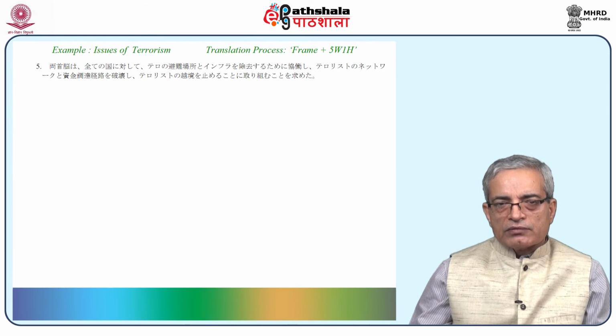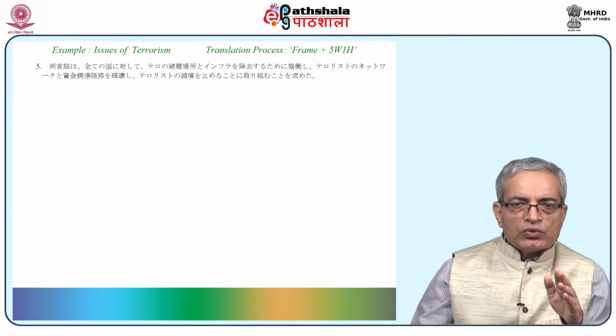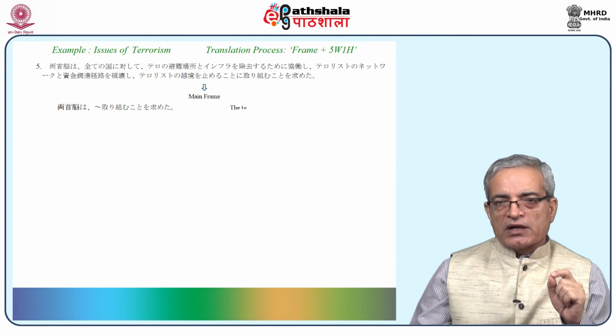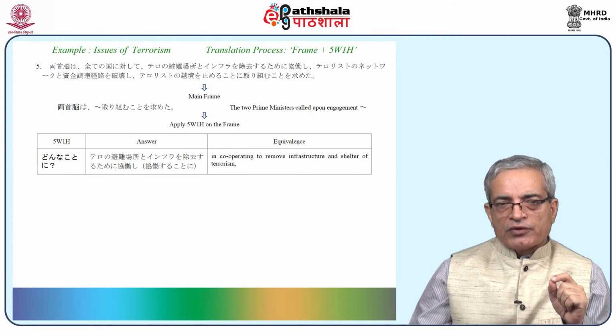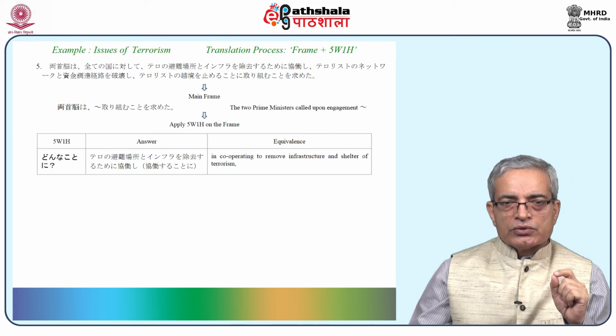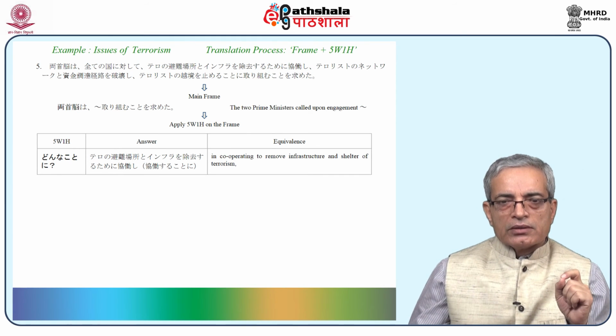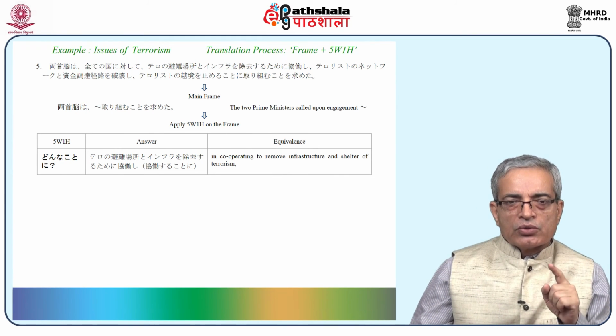Torikumu koto. Okay, Torikumu koto motometa. So it's a smart frame. Torikumu koto is added. So Torikumu koto o motometa. Fine. Donna koto ni? Tero mo hinan basho to infra o jokyo suru tame ni? Kyodoshi, okay, kyodosuru koto ni.